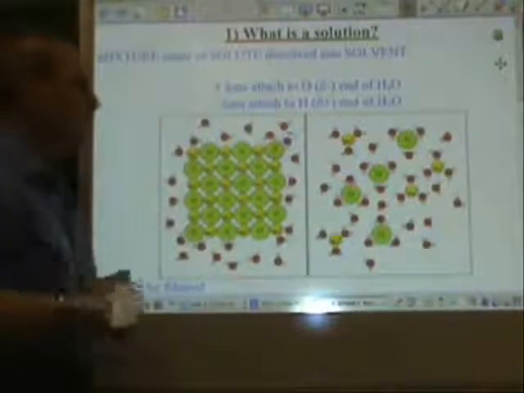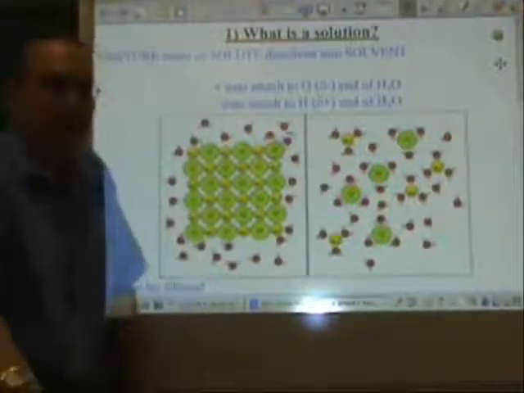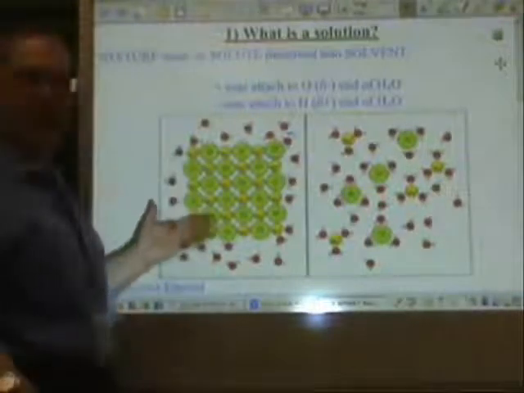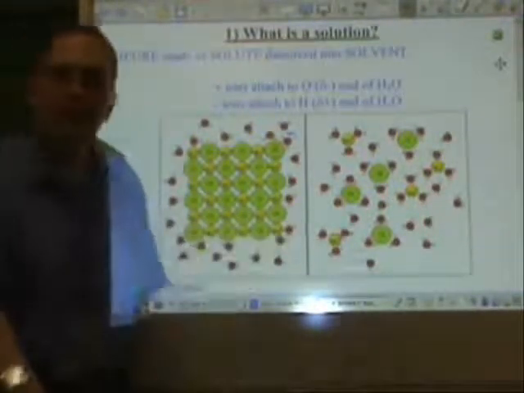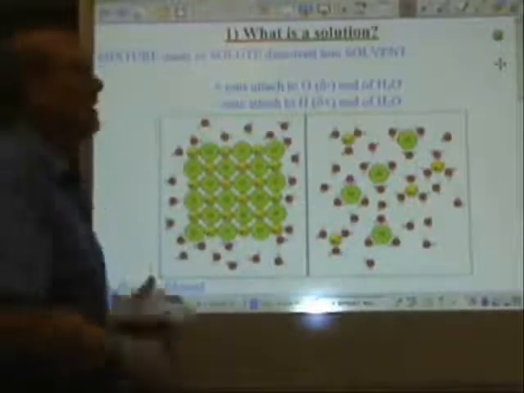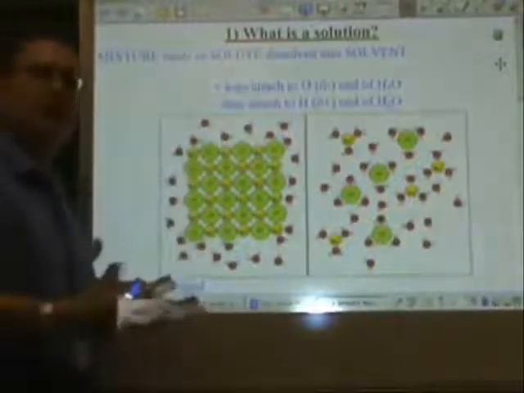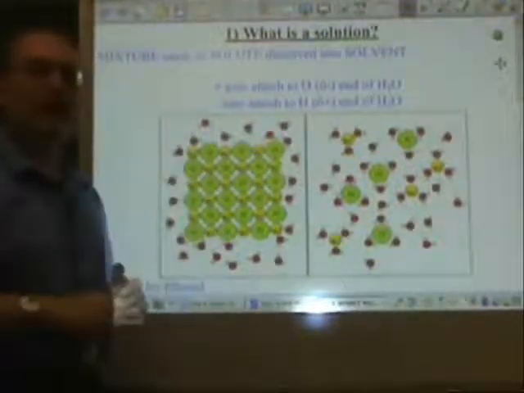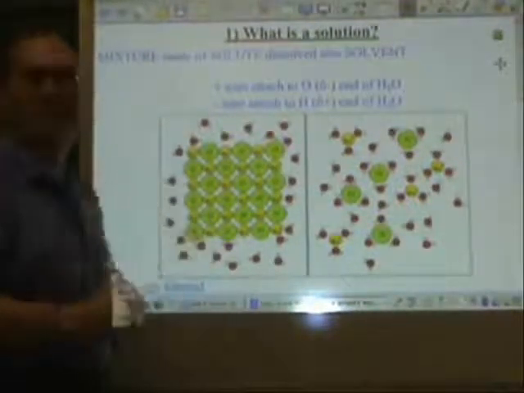How much can you dissolve? Well, it depends on a couple of things. First of all, how many water molecules do you have? Because the more water molecules you have, the more stuff you can put into it. Also, how fast are the water molecules moving? Because the faster they're moving, the fewer water molecules it's going to take to tear the ions apart. So there are a few factors that can affect how much can dissolve.